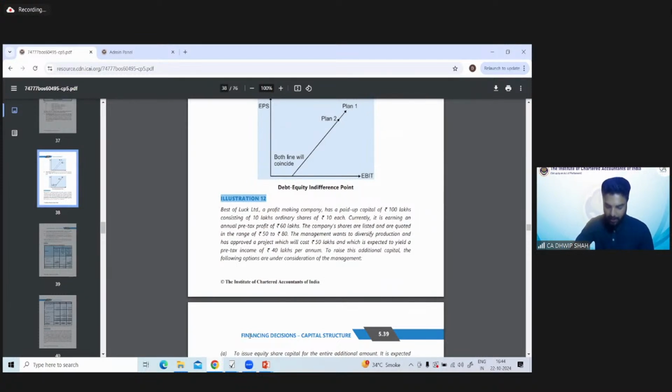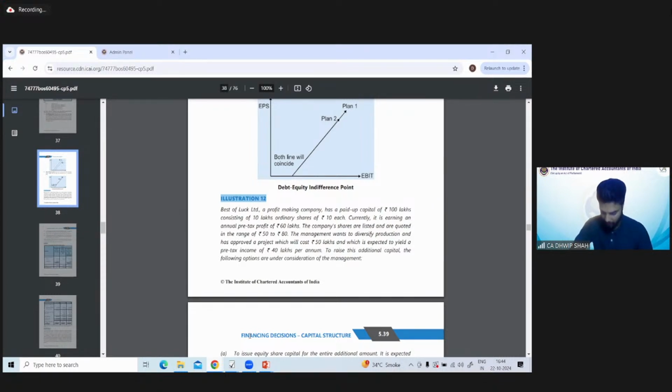Best of Luck Limited, a profit-making company, has paid up capital of 100 lakhs consisting of 10 lakh ordinary shares of 10 each. So this is the existing equity share capital. Currently, it is earning an annual pre-tax profit of 60 lakhs. So current EBIT is how much? 60 lakhs. This is as of now. The company shares are listed and quoted in the range of 50 to 80.